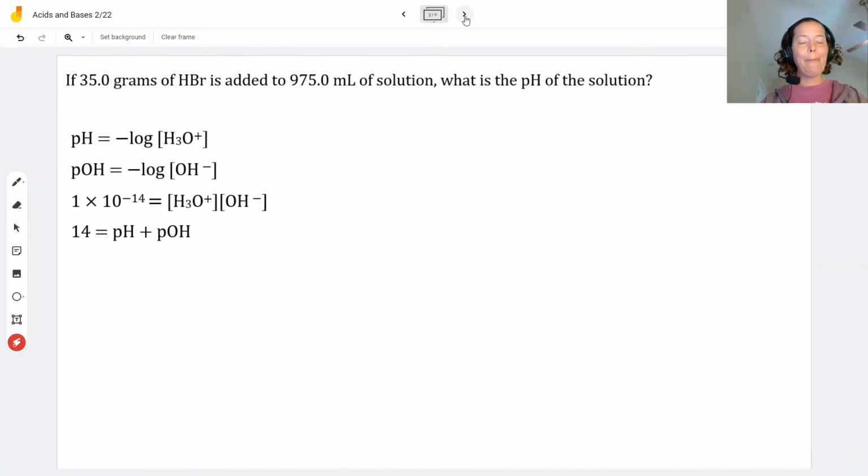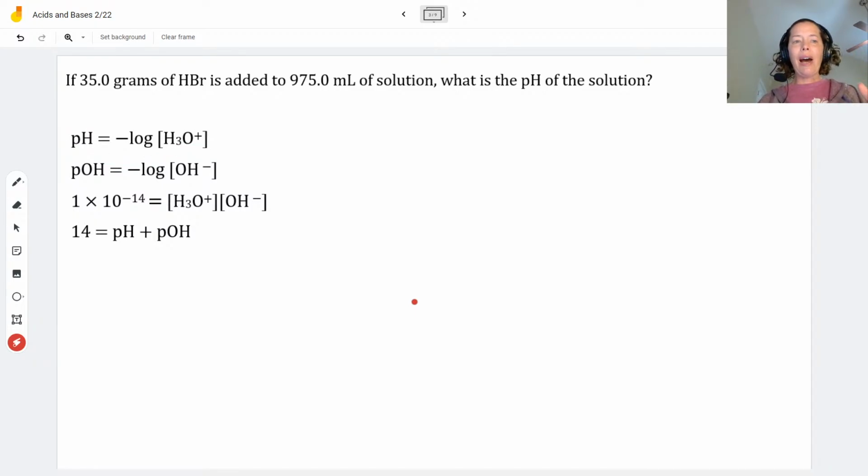All right. So hopefully this looks familiar if you've done some acid base work in your classes. So if 35 grams of hydrobromic acid, HBr, is added to 975 milliliters of solution, what is the pH of the solution? Okay, so we're aiming to get to pH here, which means at some point, probably at the end of the problem, I'm going to be using this equation right here. So just so we identify which equation we want to use.